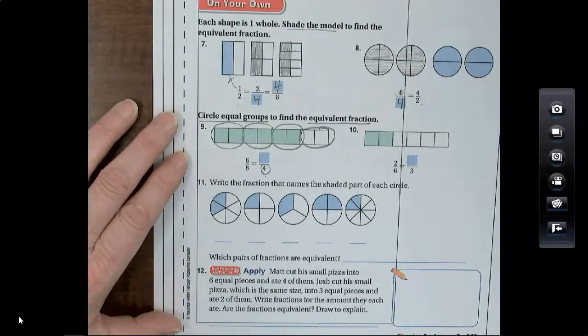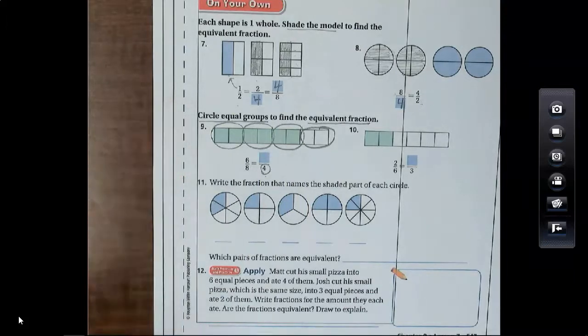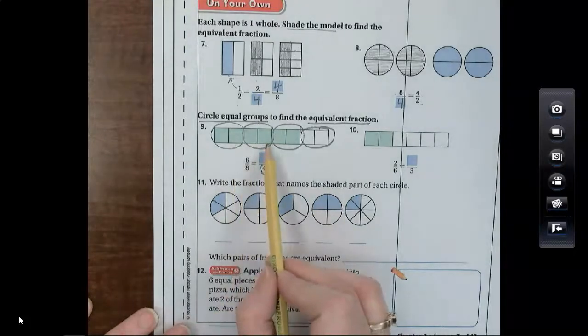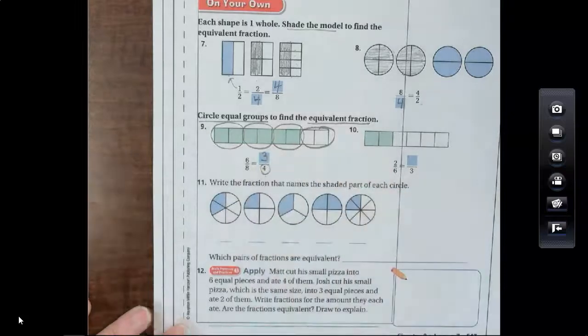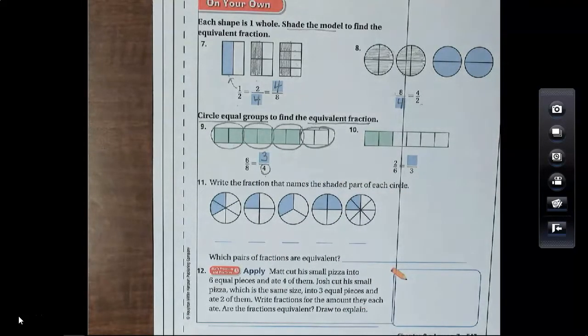How many of those groups are shaded? Out of those 4 groups, how many are shaded? Let's count. 1, 2, 3. 3 out of 4 of those groups are shaded. So it shows that 6 over 8 is equal to 3 over 4. And that is true.